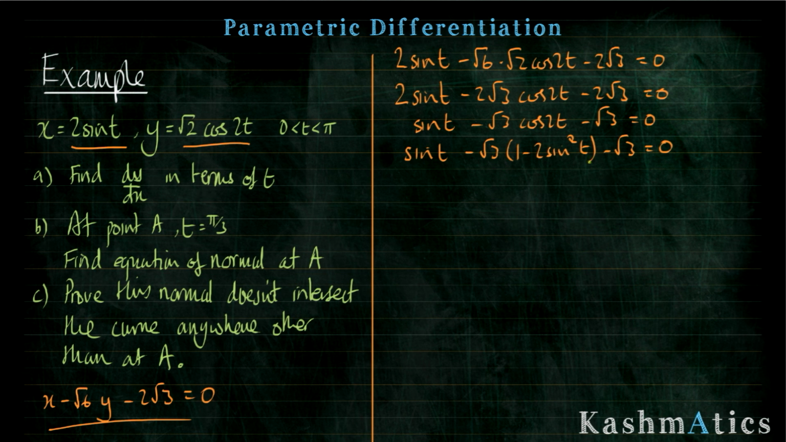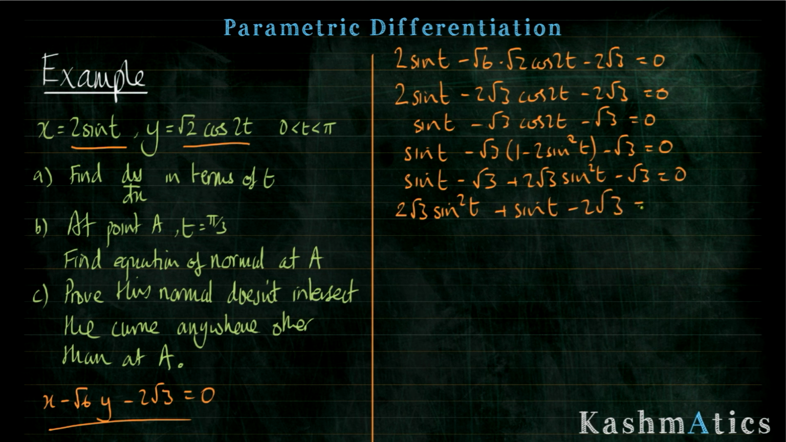Okay, let's expand it first. So I've got sine t take away root 3 plus 2 root 3 sine squared t take away root 3 equals 0. So as a quadratic, I've got 2 root 3 sine squared t plus sine t take away 2 root 3 equals 0.